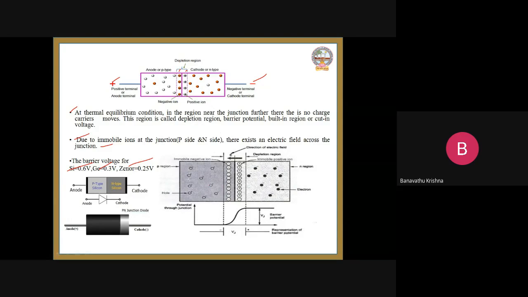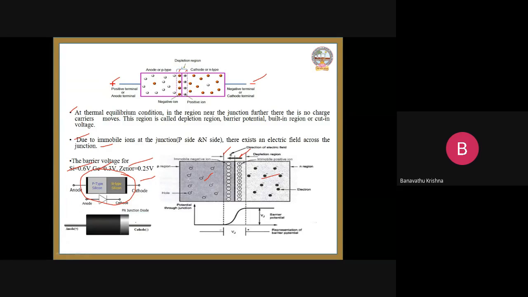By the movement of charge particles from P side to N side and N side to P side, the electric field is generated. The electric field is directed from the positive immobile ions on the P side towards the negative immobile ions, and here is the barrier potential. Okay, so this is the symbol of this particular diode. This is the symbol.